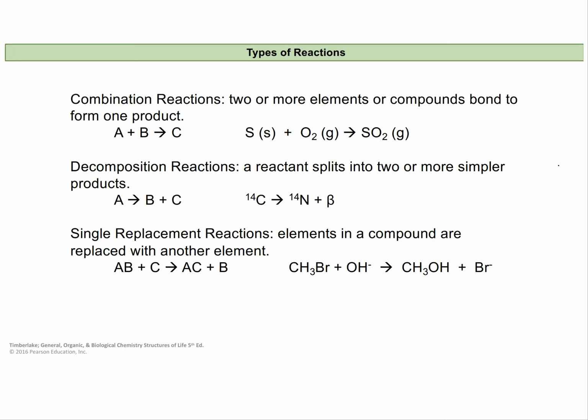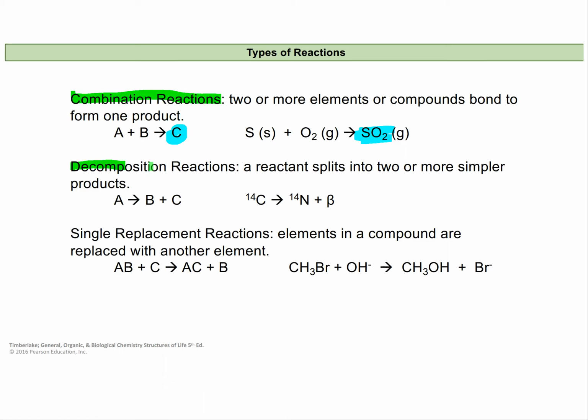We have combination reactions, which bring 2 or more elements together to form just one product. And so the key of this one is that it has just one chemical formula on the product side of the equation, and that's how you can tell you're looking at a combination reaction. An example of this is bringing together sulfur and oxygen, 2 different molecules that combine into just one, which is sulfur dioxide.